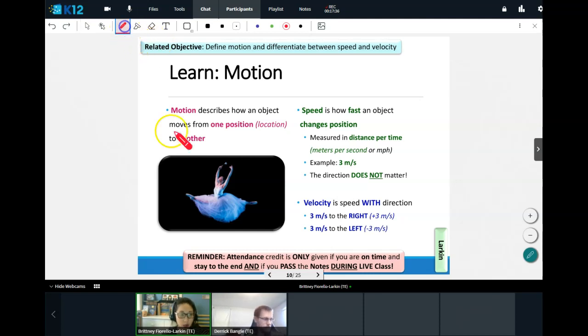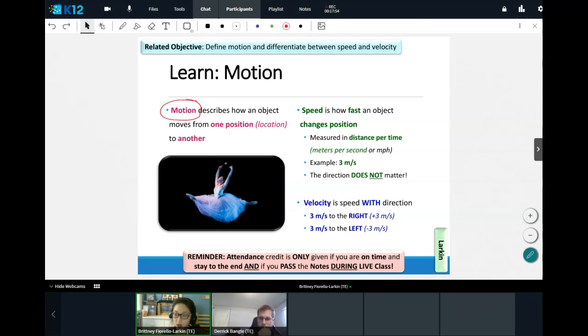So these are some vocab words that we're going to learn here. Motion, again, just explains how something is moving, goes from one place to another. Now, there are two different terms that we're going to be learning today and that we need to learn what their difference is. So we're going to learn about speed and velocity. Often these are used as synonyms.